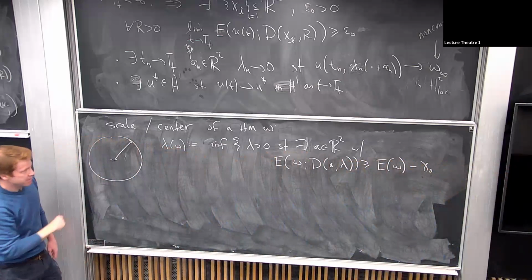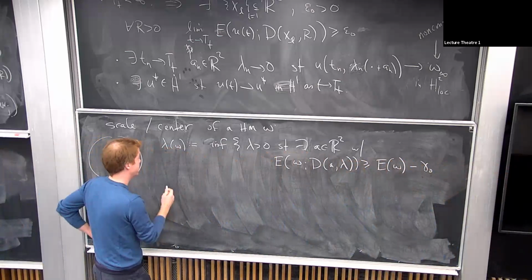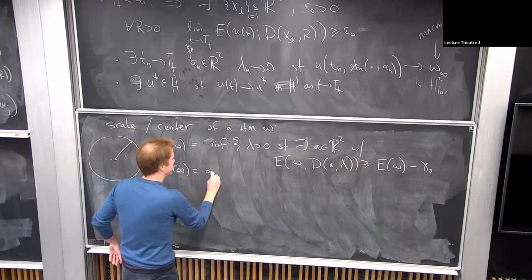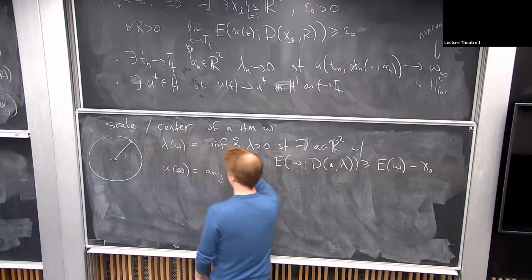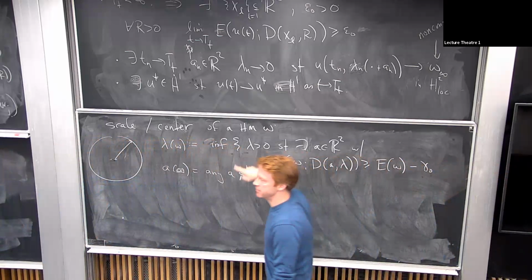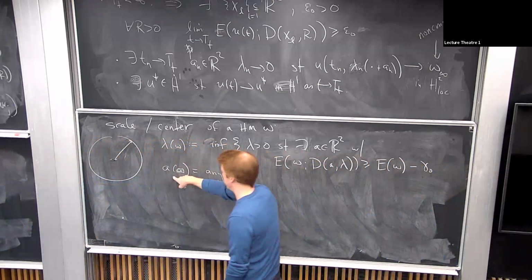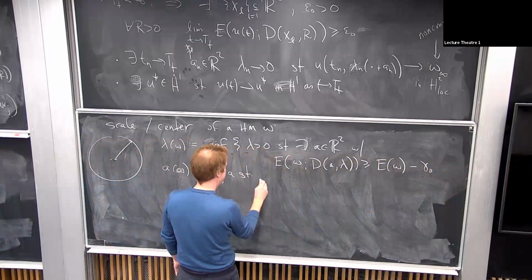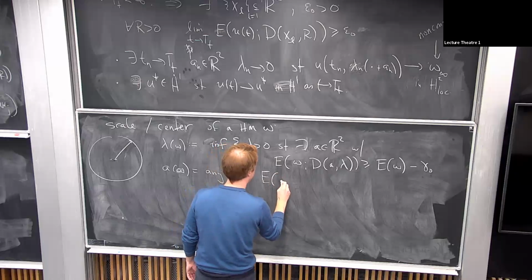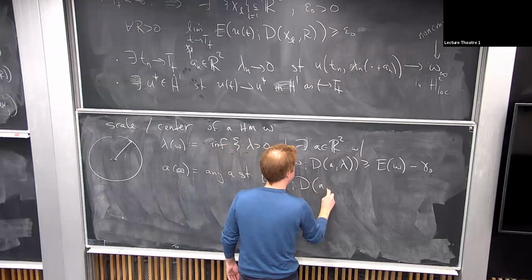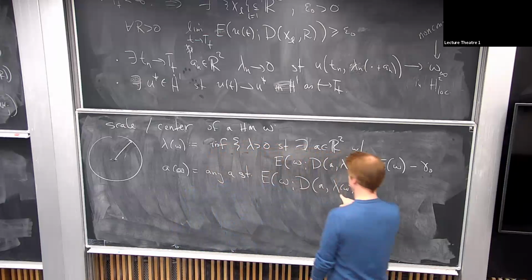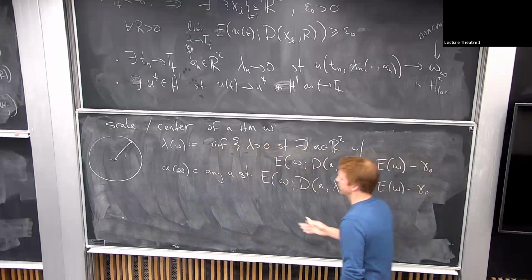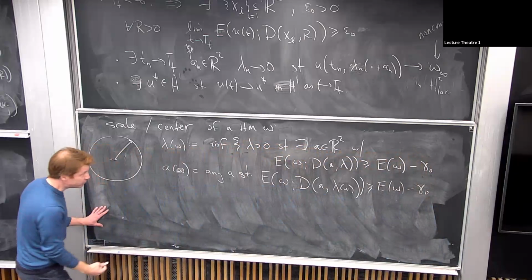So this is the scale of a harmonic map. It's just the radius of a disk that contains most of the energy. And the center of omega, a of omega, is an a. A is not uniquely defined, but it's defined up to radius lambda. The center of a harmonic map omega is an a such that the energy of omega in the disk centered at a of radius lambda of omega, which is defined above, is bigger than or equal to the total energy minus gamma naught. So this is my notion of scale and center of a harmonic map.